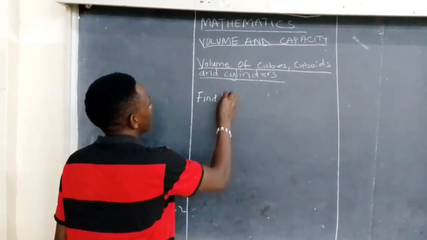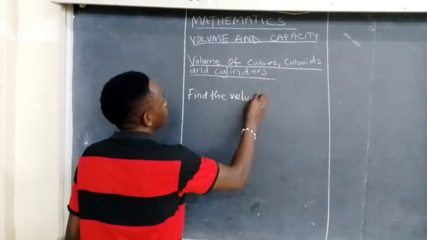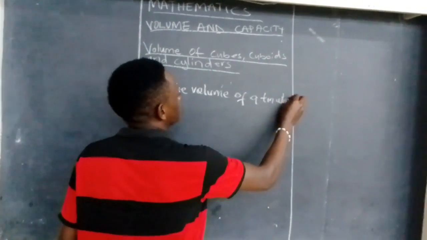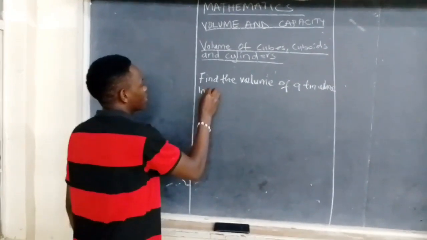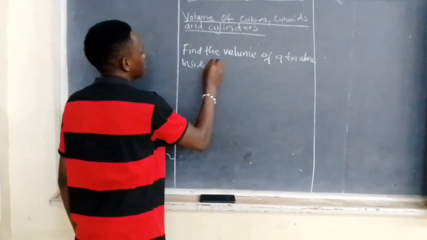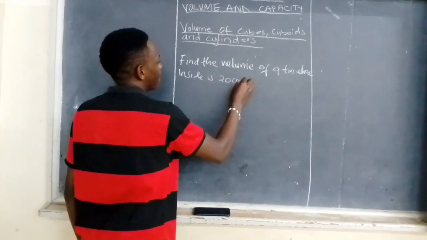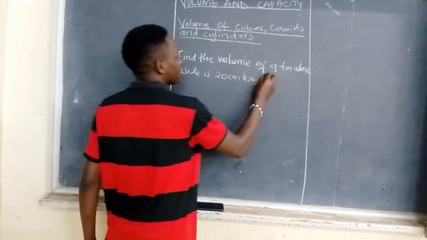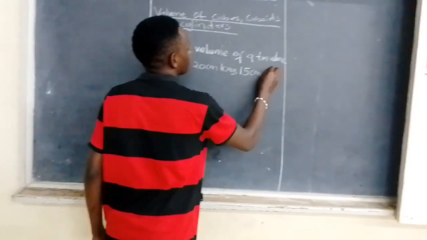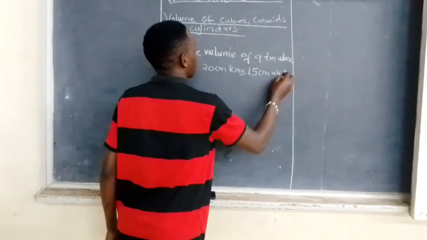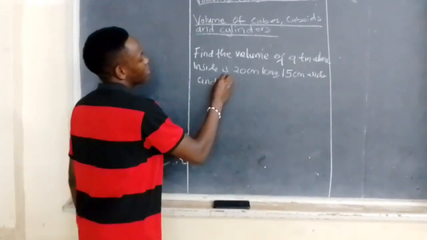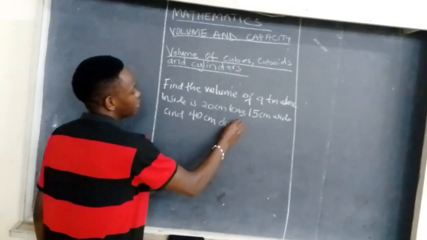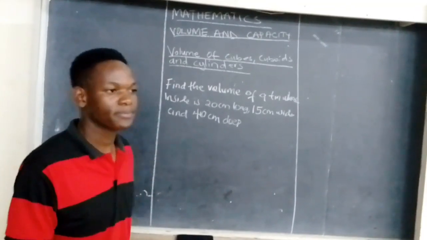Find the volume of a cake whose inside is 50 centimeters long, 15 centimeters wide and 40 centimeters deep. Let's try this out.